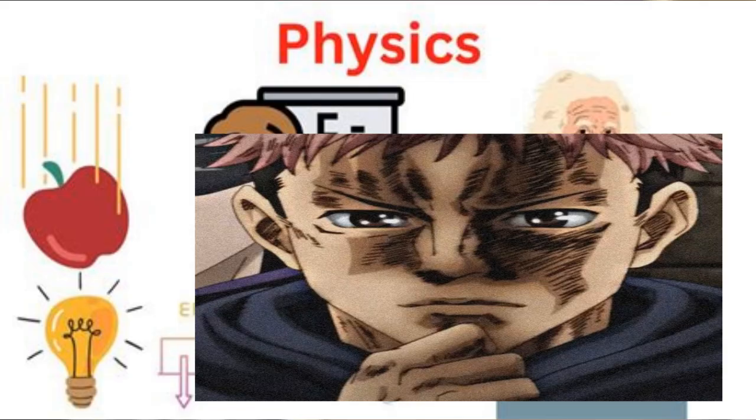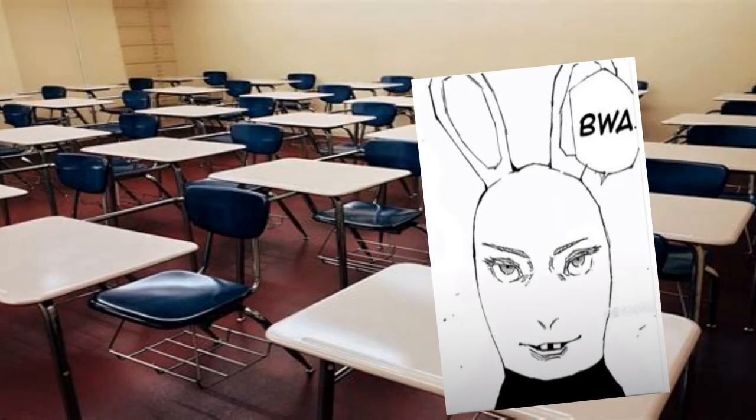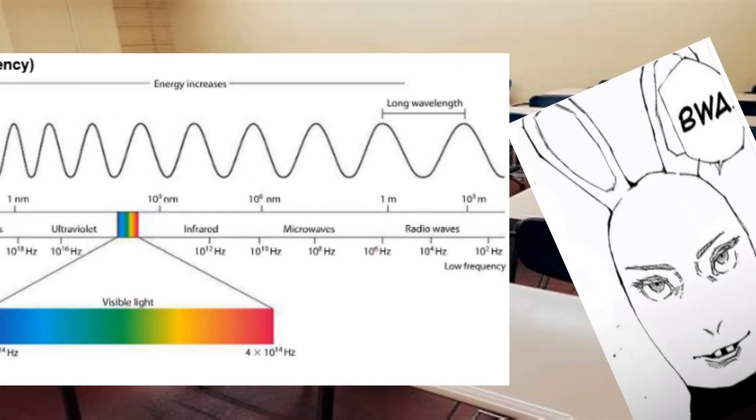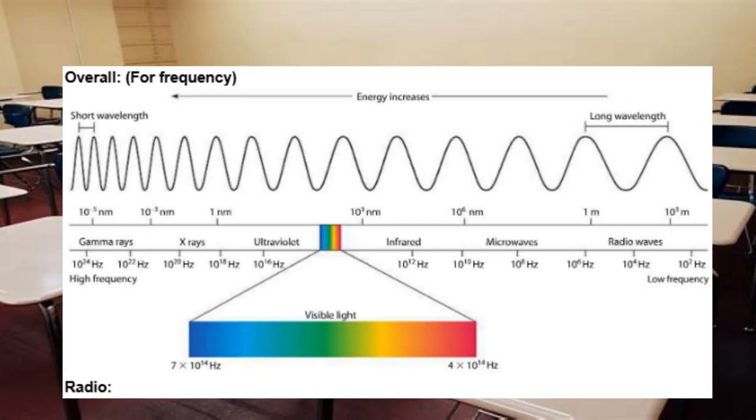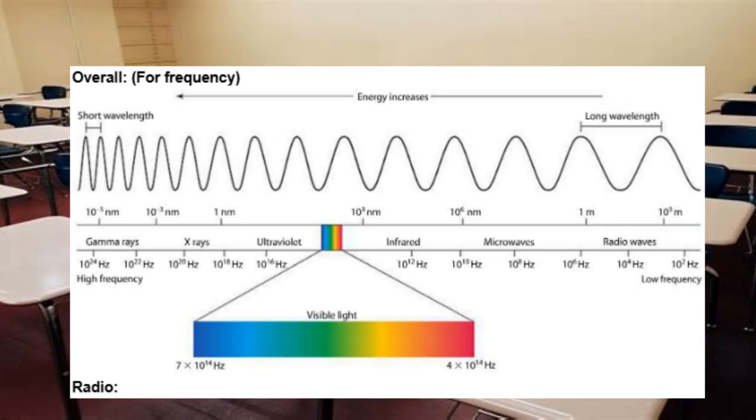What kind of video is this? This is a physics video about the electromagnetic spectrum. The electromagnetic spectrum is the full range of all types of electromagnetic radiation, organized by their wavelength and frequency. Electromagnetic waves all travel at the speed of light, but they differ in energy.